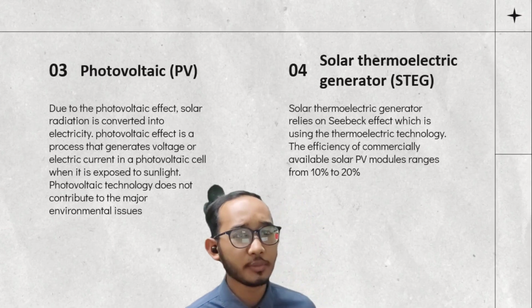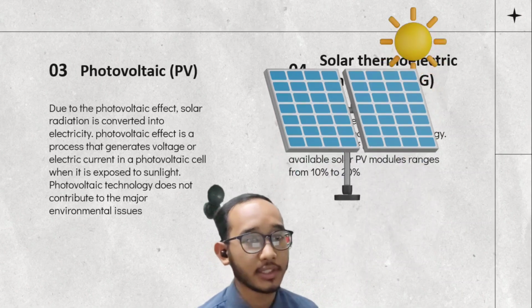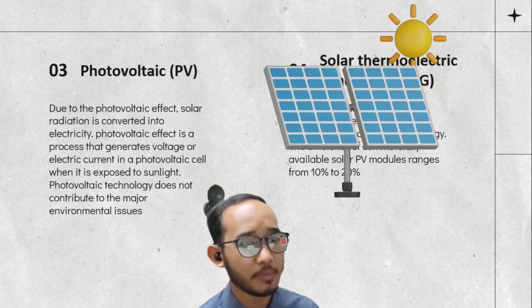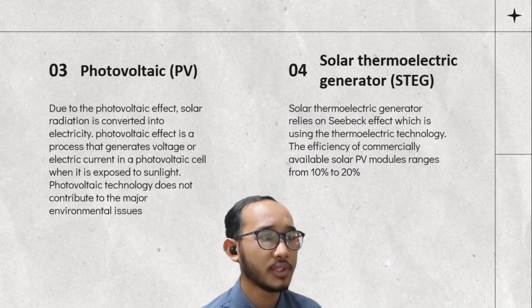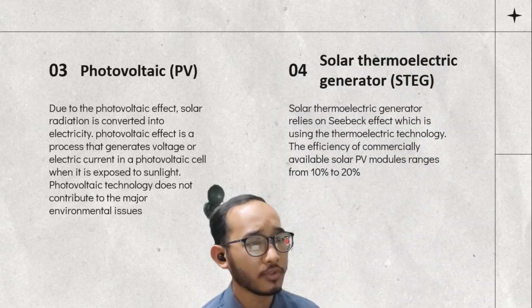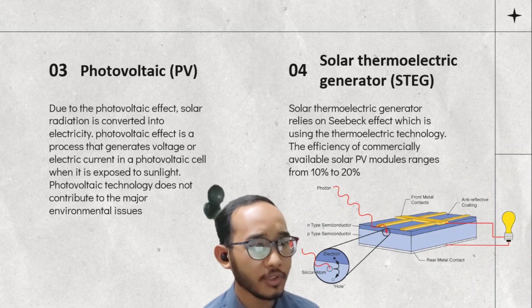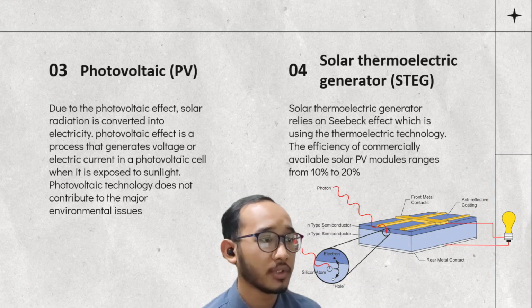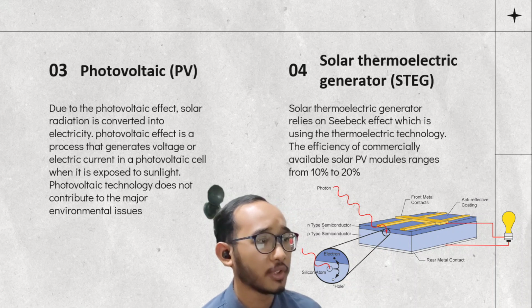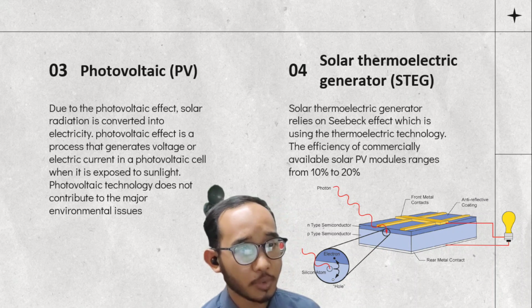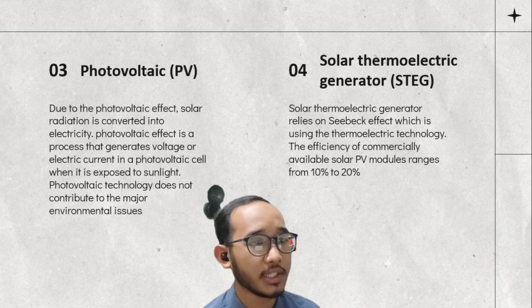Okay, moving on to my third point, photovoltaic. The photovoltaic solar energy, PV, is one of the most growing industries all over the world. Due to the photovoltaic effect, solar radiation is converted into electricity. The photovoltaic effect is a process that generates voltage or electric current in a photovoltaic cell when it is exposed to sunlight. This effect was first identified by Becquerel in 1839.